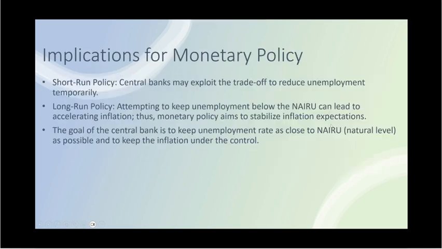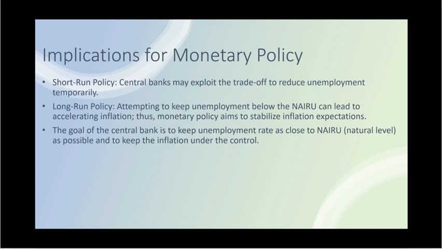All right, implications for monetary policy. In the short run, central banks may exploit the trade-off to reduce unemployment temporarily. In the long run, attempting to keep unemployment below the NAIRU can lead to accelerating inflation. Thus, monetary policy aims to stabilize inflation expectations. So they want inflation to be stable and not increasing or decreasing. They just want it to be stable.